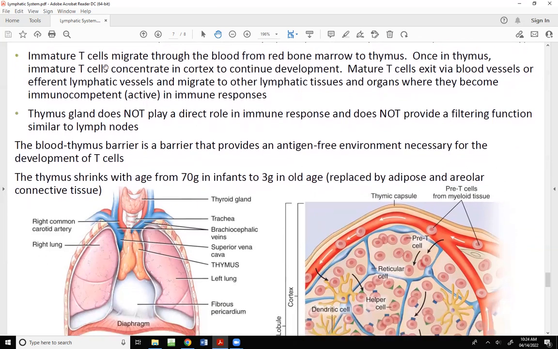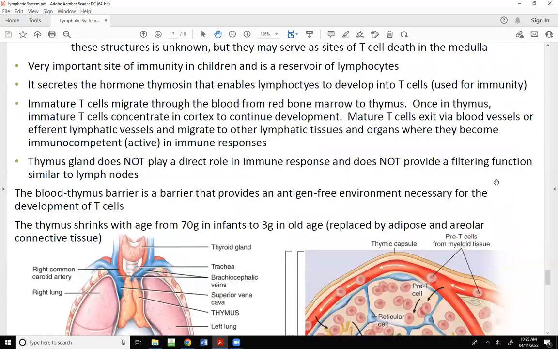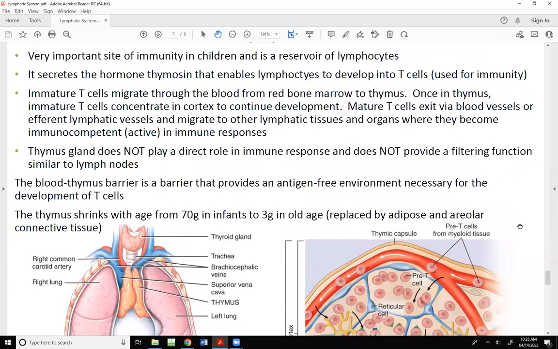I've already talked about this bullet, but immature or pre-T cells, as they're labeled here, migrate through the blood from our red bone marrow or myeloid tissue, where they go to the cortex to continue development. And then once they mature, they leave the medulla. They can either jump into the blood or the efferent lymphatic vessels and migrate to other lymphatic tissues and organs where they become immunocompetent or active in immune responses.